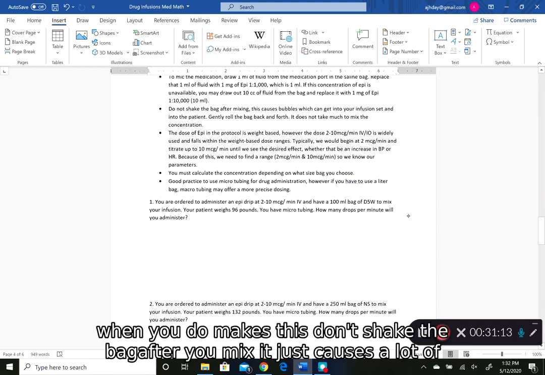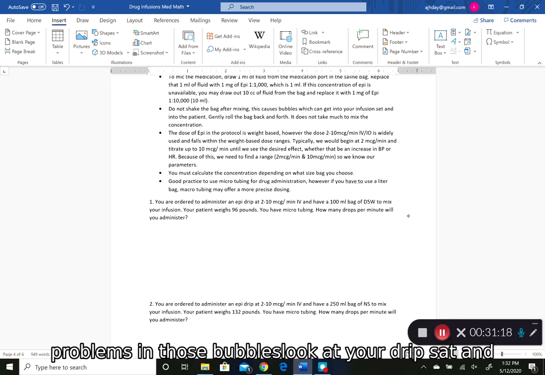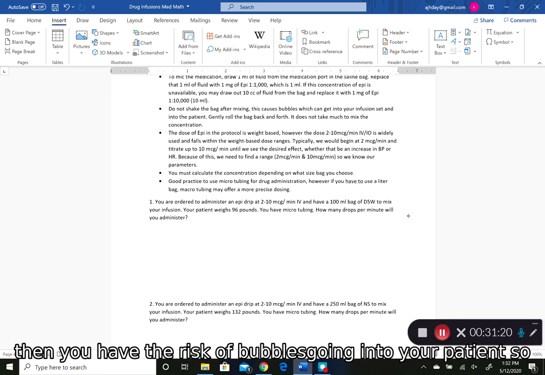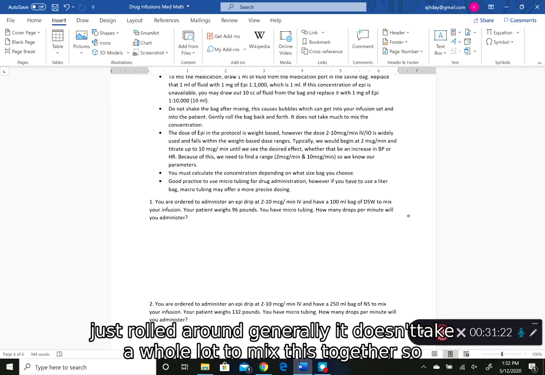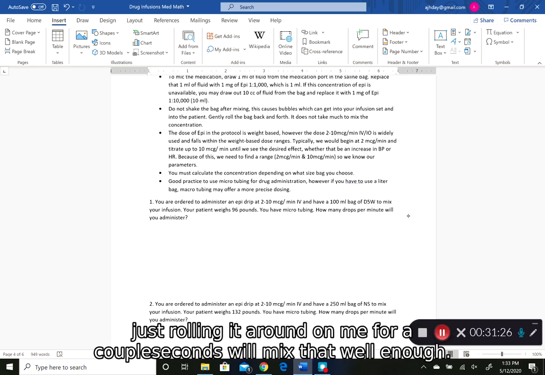When you do mix this, don't shake the bag after you mix it. It just causes a lot of bubbles, and then those bubbles will get in your drip set, and you have the risk of bubbles going into your patient. So just roll it around gently. It doesn't take a whole lot to mix this together, so just rolling it around gently for a couple seconds will mix that well enough.